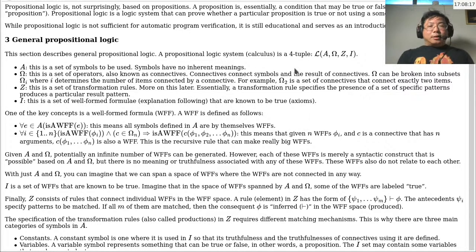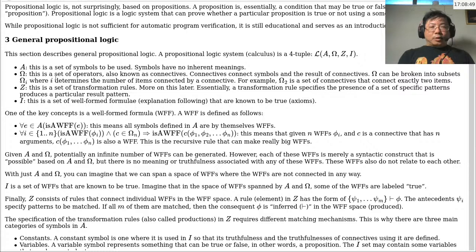So what do they mean? What does A or alpha represent, what does omega represent, what does zeta represent, and what does iota represent? This is a brief explanation. A, or alpha, is a set of symbols to be used. Symbols have no inherent meanings. So all we are doing here is defining what symbols we can use in this particular propositional logic system.